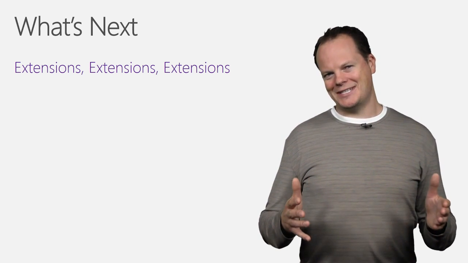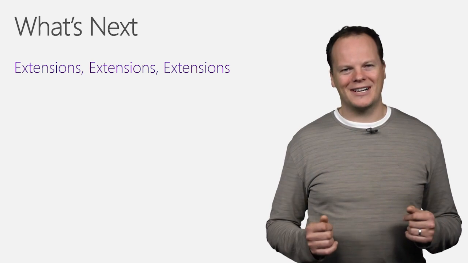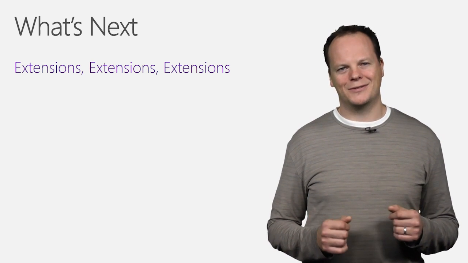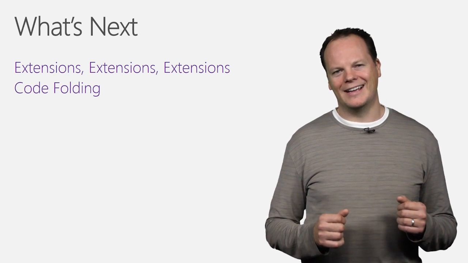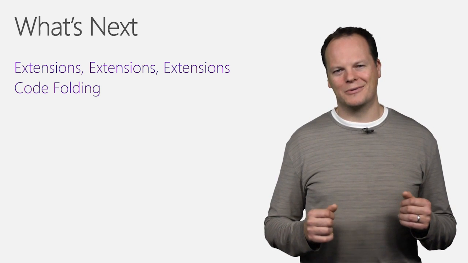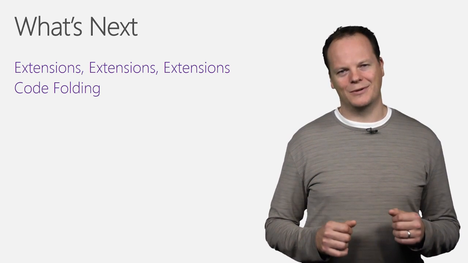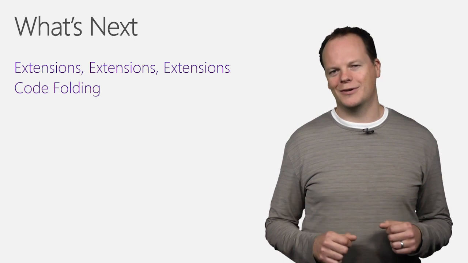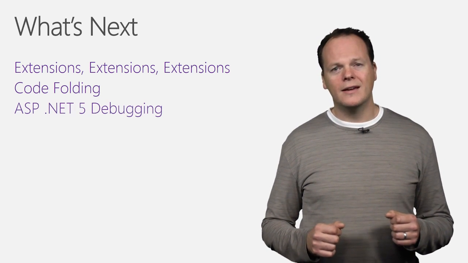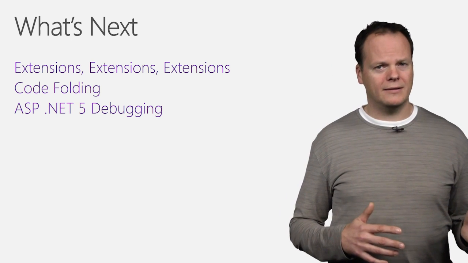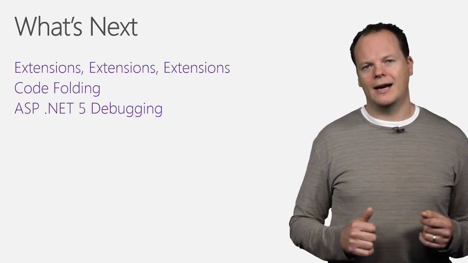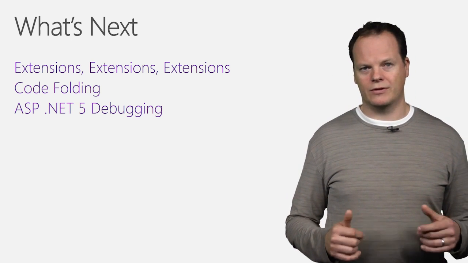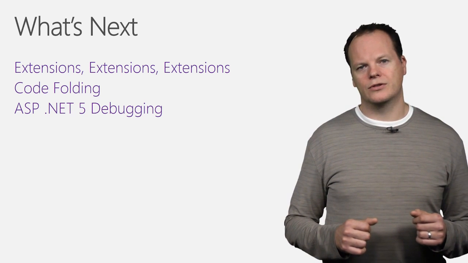The number one request outside of open sourcing the product and adding a plugin API to Visual Studio Code has been code folding. It's definitely the thing that we're working on now to improve the code editing experience within Visual Studio Code. So look forward to seeing code folding, being able to collapse your code regions very soon. Obviously ASP.NET 5 debugging, that was previewed at the Connect event, and we'll be adding that in as soon as that's released for you inside Visual Studio Code.